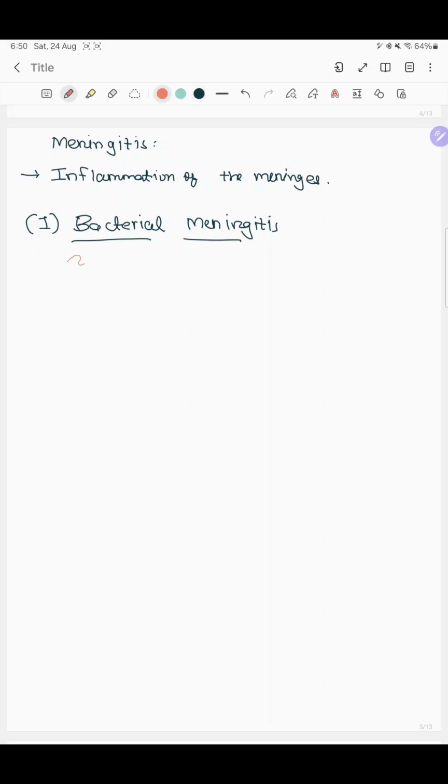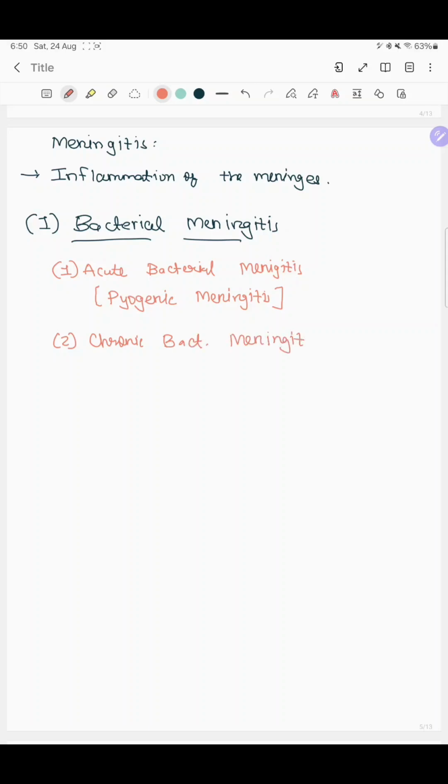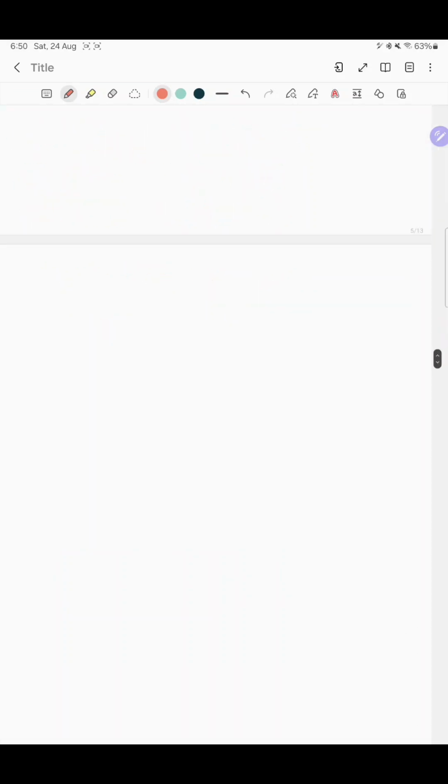There are two types of infections: acute bacterial meningitis, also called pyogenic meningitis, or chronic bacterial meningitis. We're going to be starting with acute bacterial meningitis.